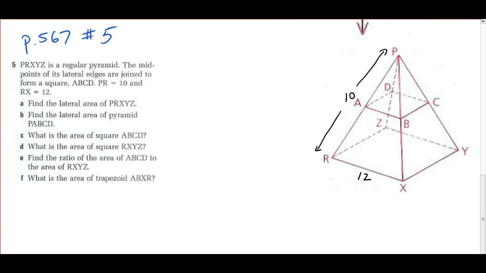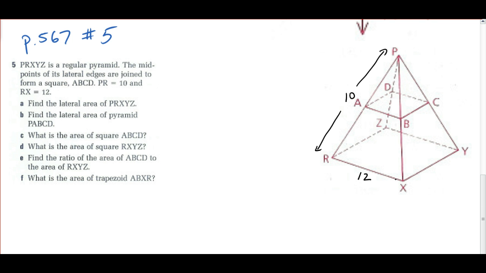Video solutions for page 567, number 5. We're given that the figure is a regular pyramid, and the midpoints of its lateral edges are joined to form a square. A, B, C, D are midpoints of their respective lateral edges. We're given that PR is 10 and RX is 12.